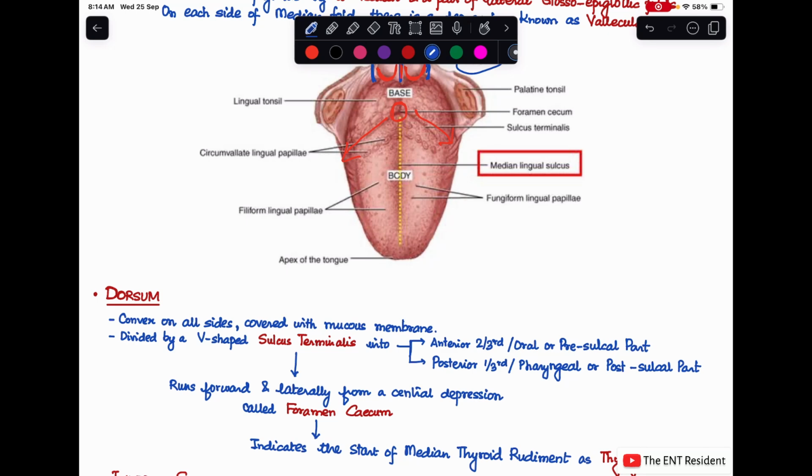Where they can ask you what is the foramen cecum. The foramen cecum basically indicates the start of the median thyroid diverticulum, known as the thyroglossal duct. It is a developmental part, a rudimentary part of the development process. So if someone asks you what the foramen cecum is, you can say that the foramen cecum is a central depression in the dorsum of the tongue, which indicates the start of the median thyroid diverticulum as the thyroglossal duct.